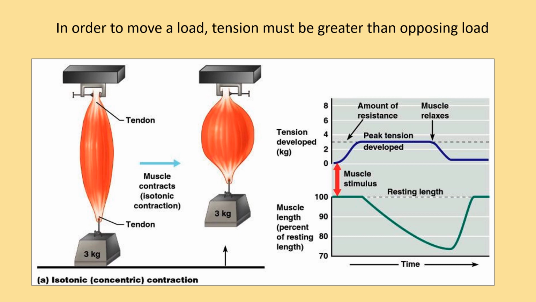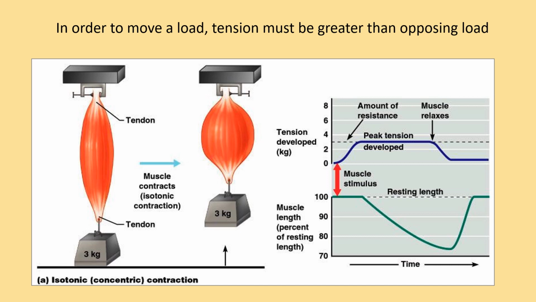The image all the way on the left shows the muscle length when the muscle is completely relaxed. So it's not generating any tension. That load is resting on the floor, so to speak. And that little light blue arrow shows the events that occur as the muscle moves from the relaxed state to the contracting state. Notice that the load is rising. So in order for that muscle to move the 3-kilogram load, that muscle must have generated at least 3 kilograms of tension.